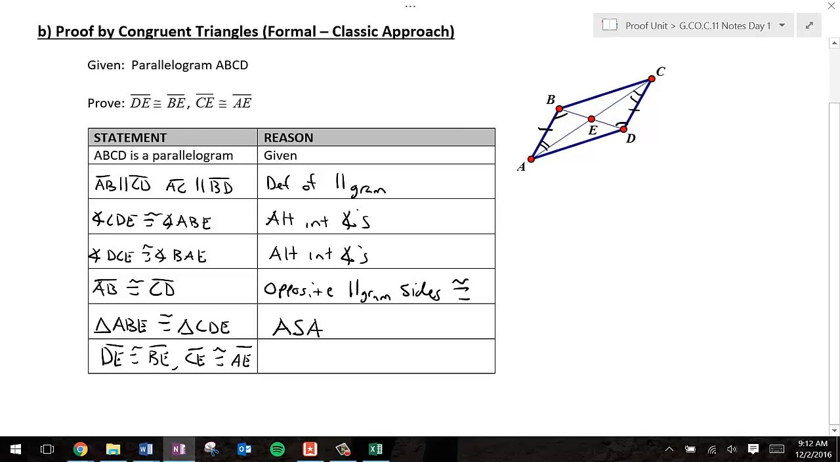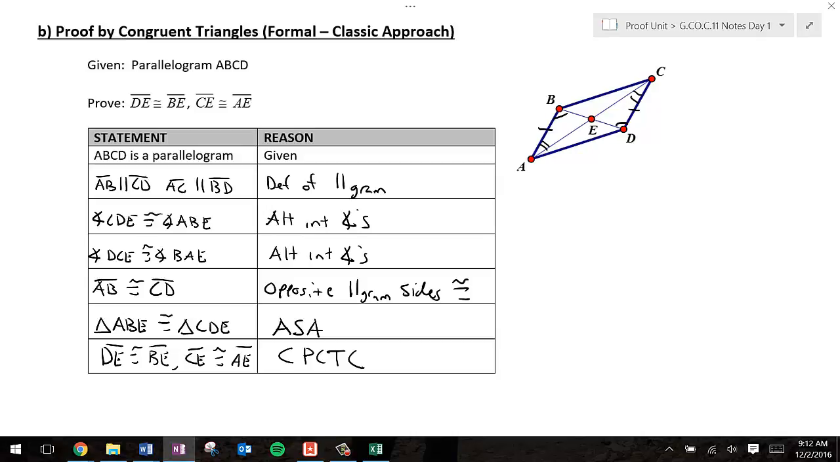And once we have triangle congruence, we can say that any corresponding part is congruent because of those congruent triangles. So we can use CPCTC to wrap up our proof for that one. So we've got our two proofs done.